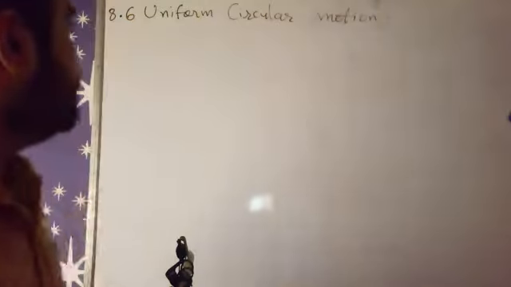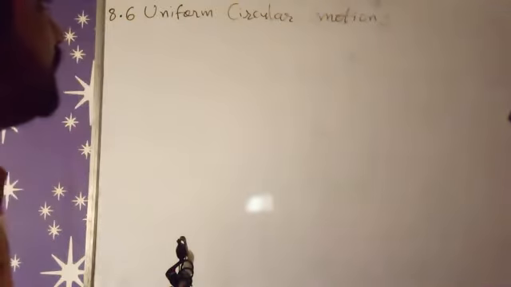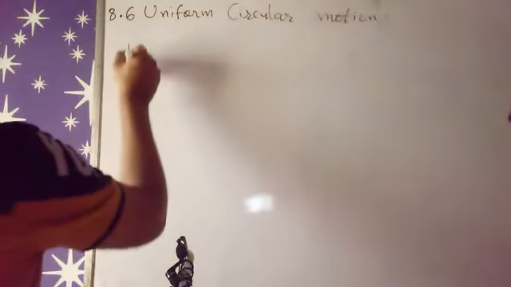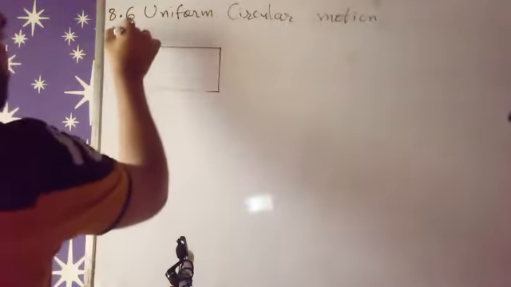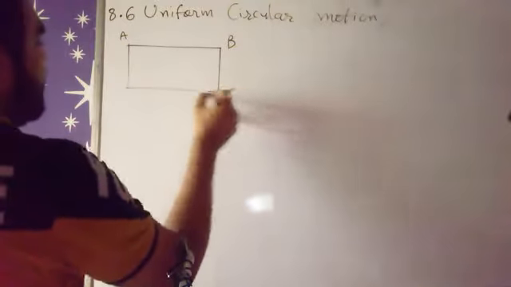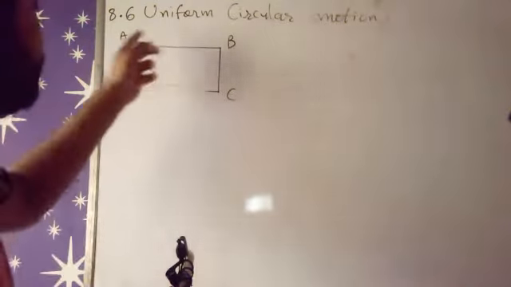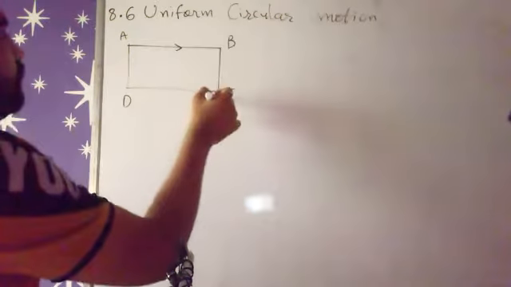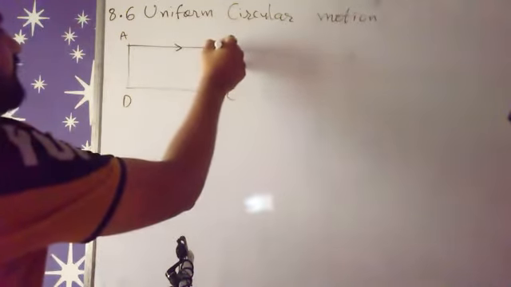Now our topic is uniform circular motion. To study this, first of all we have square motion. For example, A, B, C, D are the vertices of this square path. If we are moving from A to B and then B to C, some velocity change occurs here.